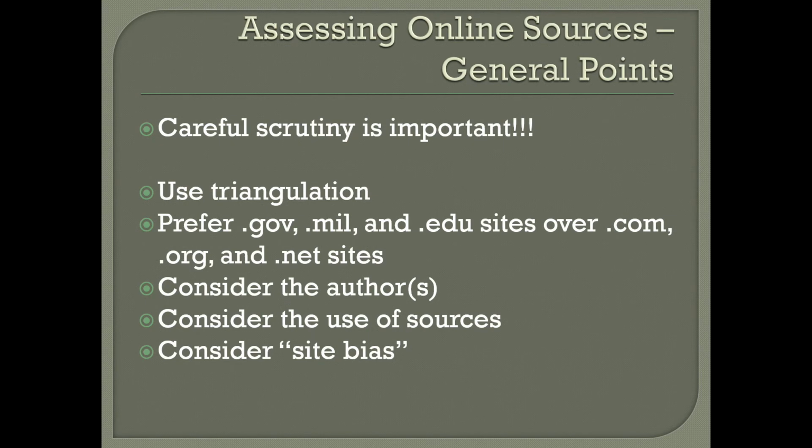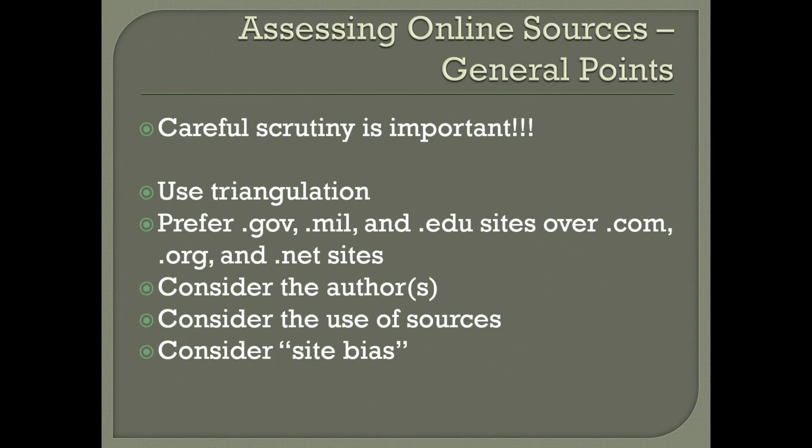Also, this is just a very general statement, but we prefer .gov, .mil, and .edu sites over .com, .org, and .net sites, because .com, .org, and .net sites can be purchased by anybody and often are purchased by independent people or groups that don't peer review themselves. However, .gov, .mil, and .edu sites typically are peer reviewed to some extent. In other words, professional people are looking at it and going, yeah, that's good information, let's put it up. Or no, that's not so good, let's not put that up.